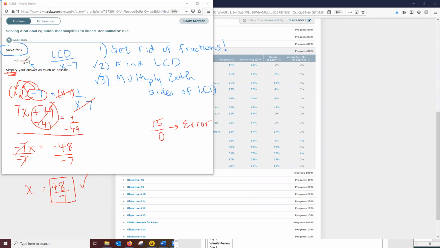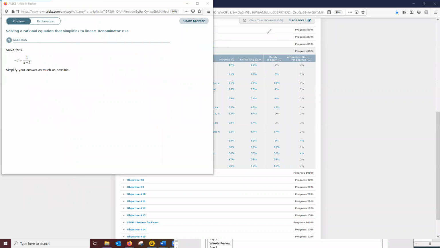When I come up here to this original equation, I'm noticing I can't let x equal 7. Because if I let x equal 7, I would end up with a 0 in this denominator. So cannot have a solution of x equal to 7. But that's okay. My solution is not equal to x equals 7. It's x equal 48 over 7. So my solution is acceptable. Okay, but I do have to double check that I'm not coming up with an invalid solution that causes division by 0. All right, let me go and do a couple more.